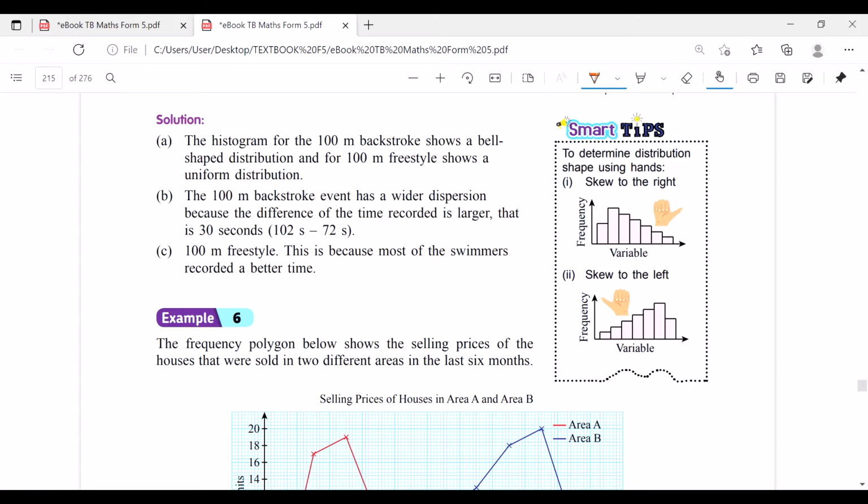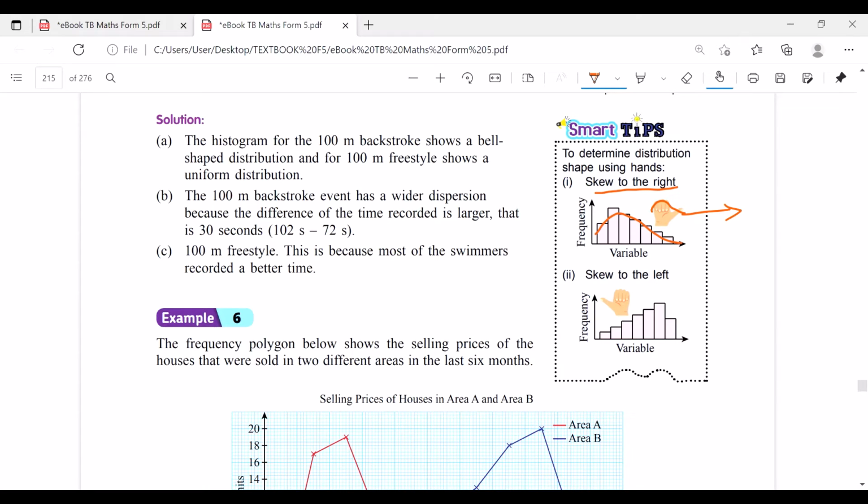How do you determine the distribution shape using hands? The one that's skewed to the right: use your right hand. You do it like this, the shape, and it's like your graph, and it's moving to your right. So if the graph is moved to the right, it's the right skewed graph.